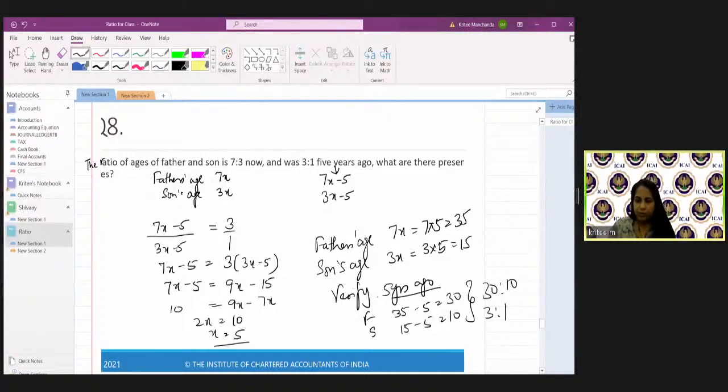I will tell you a few shortcuts also in the next class, because you're going to attempt MCQ questions. In case of MCQ, sometimes even without solving, we can identify the answer. So I'll show you those tricks in the next class for sure.